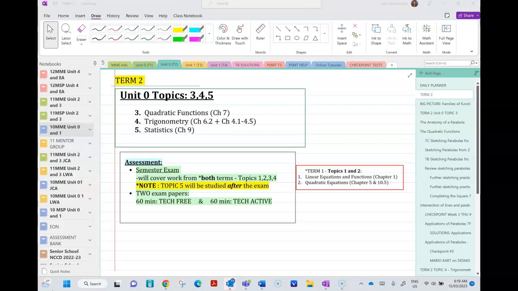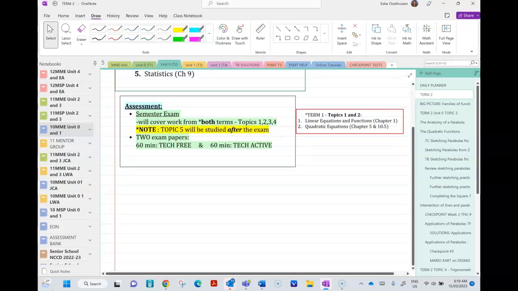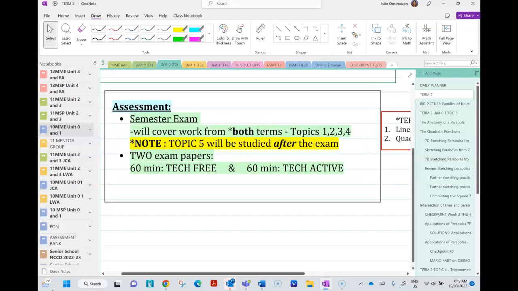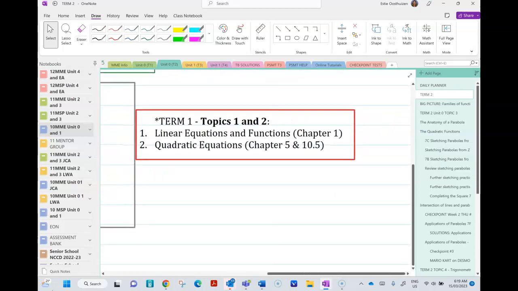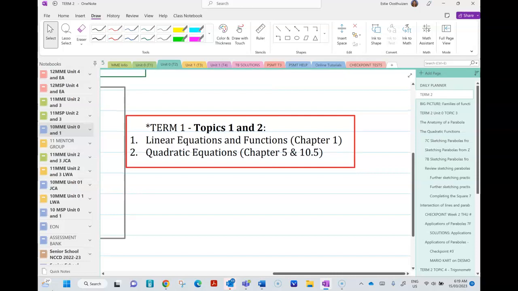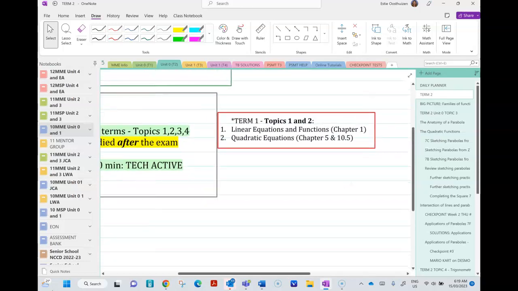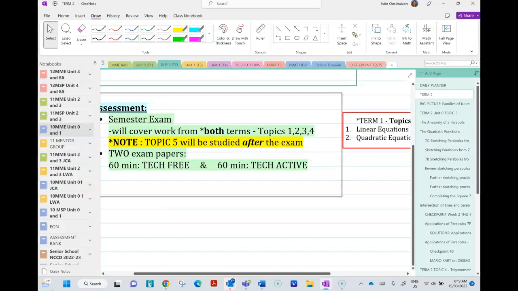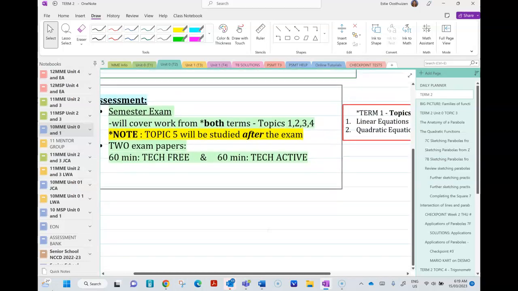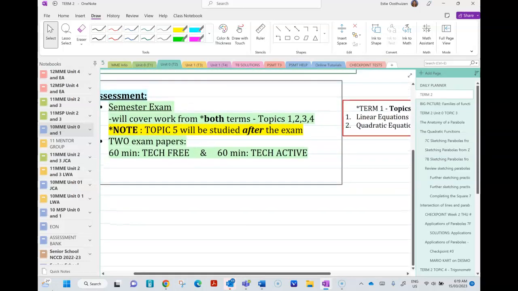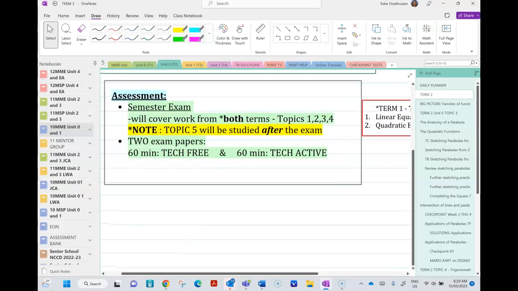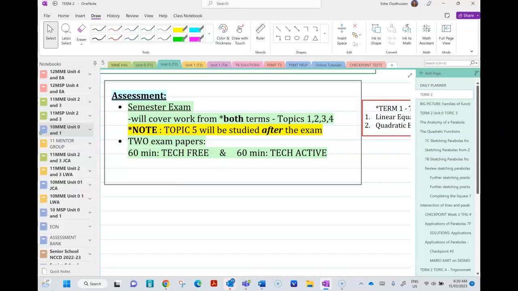And then please note your assessment. Your assessment this term will be a semester exam, and it will cover work from both terms. So going back to Term 1, it will be on linear equations and functions and quadratic equations again. So that's Topics 1 and 2. And then added to that will be Topics 3 and 4. Please note that Topic 5 on statistics will be studied after the exam. Your exam will be split into 2 papers. So 60 minutes tech free, Paper 1, and 60 minutes tech active.